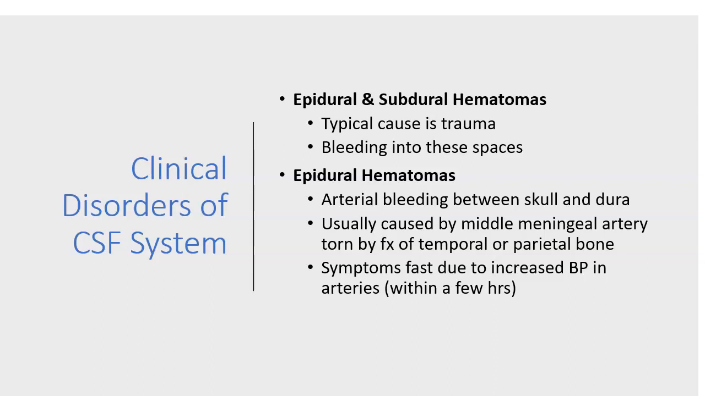So if you were in a car accident and the side of your skull hit a windshield, or if you're an older person walking around, a lot of people will fall and hit their head on the side of a coffee table. If you end up breaking that temporal or parietal lobe, you can sometimes rip that meningeal artery and cause bleeding in that epidural space. Because it's arterial blood, and arteries are under greater blood pressure than veins, we tend to see these symptoms faster than subdural symptoms, usually within a few hours.